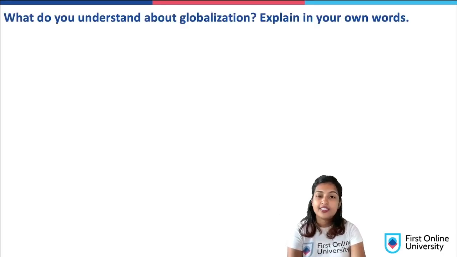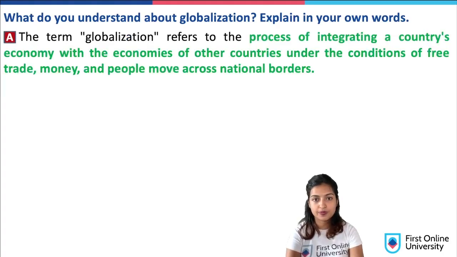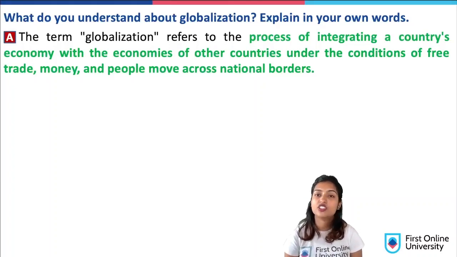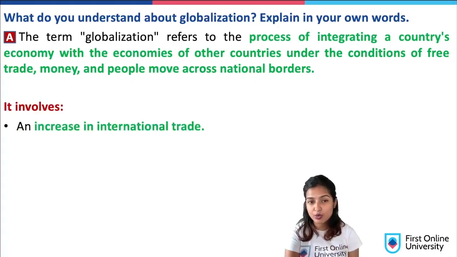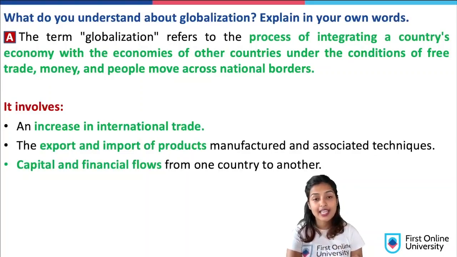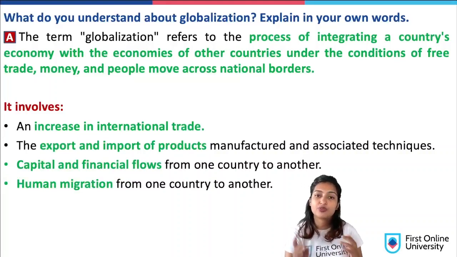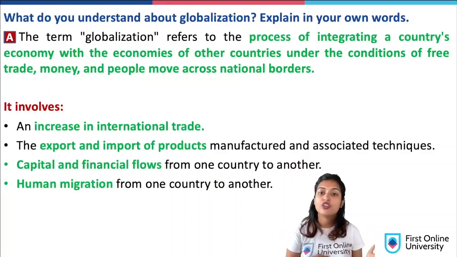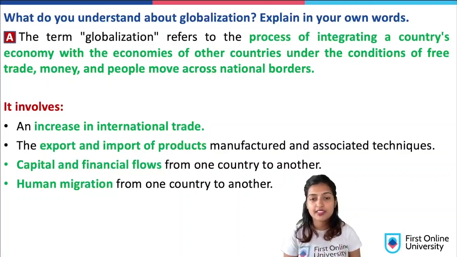So, what do you understand about globalization? Explain it in your own words. So, like I've told you, it refers to the process of integrating countries' economies with the economies of different countries under different conditions of trade, money, and people moving across borders. So, basically, it involves an increase in international trade, that is import and export, capital and financial flows in the form of investments, and human migration, that is people moving from one country to another for better jobs, better education, and a better income.